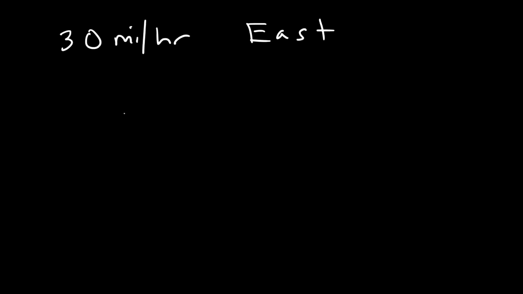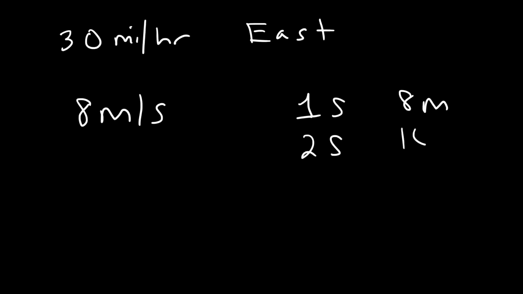So let's say an object's moving at a speed of 8 meters per second. Every second, the distance is changing by 8 meters. So after 1 second, the distance traveled is 8 meters. 2 seconds, 16 meters. 3 seconds, 24 meters. So that's the main concept behind speed and velocity. It tells you how fast the distance or the displacement is changing every second.